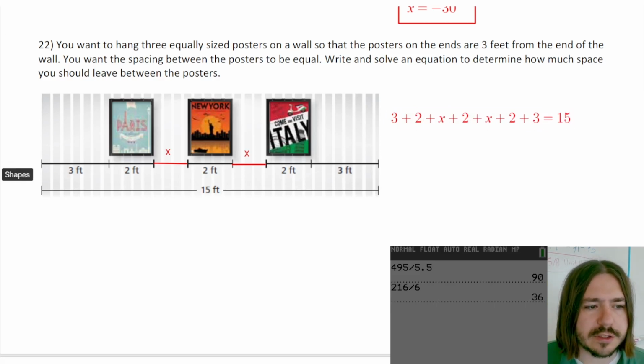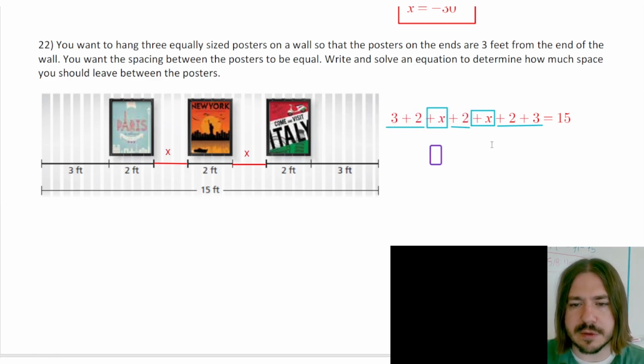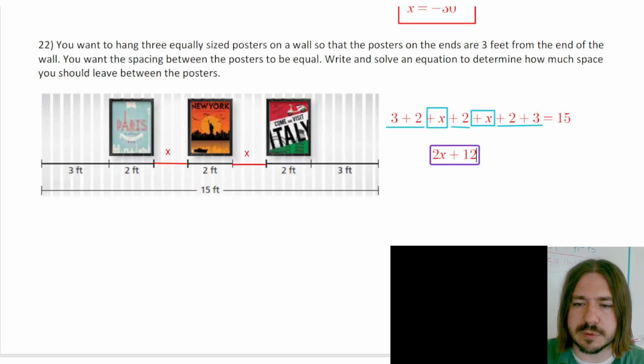Now we want to combine our like terms. So that's going to be 3 plus 2. Going to combine that. We're going to combine another plus 2 and another 2 plus 3. And then we also want to combine the x's. So we've got one positive x, another positive x. So we'll combine those as well. X plus x is going to be 2x. And then 3 plus 2 is 5, 6, 7, 8, 9, 10, 11, 12. So 2x plus 12 equals 15.